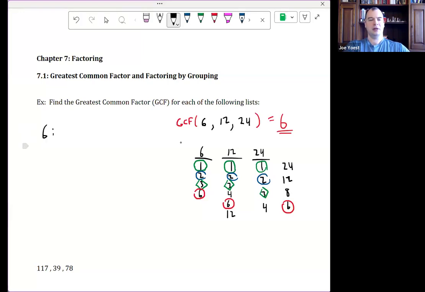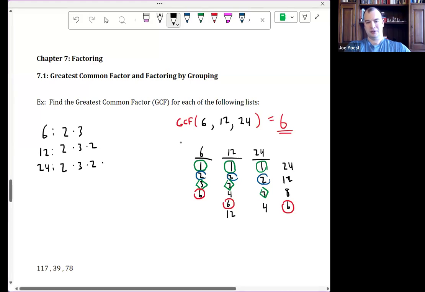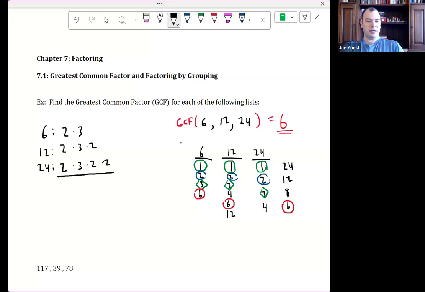I'm going to take the number 6, and I'm going to write out its prime factorization. So 2 times 3. I'm going to take 12, and I'm going to do the same. So 12 is 3 times 4, or 2 times 2 times 3, or 2 times 3 times 2. And 24 is going to be 2 times 12, or 2 times 3 times 4, or 2 times 3 times 2 times 2. So I write out the prime factorizations, and I keep the primes lined up in their columns. So the first factor of 2 is all lined up above one another. The first factor of 3 is lined up above one another. The second factor of 2 is lined up. The third factor of 2 is lined up, and so on.